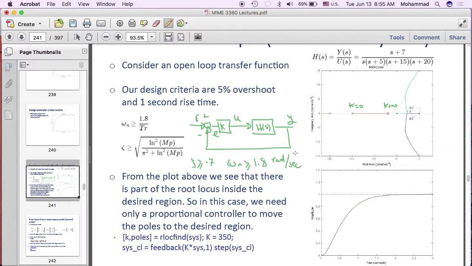And remember, there are two values that are of importance to us: zeta of 0.7 and natural frequency of 1.8. So if we can get sgrid of 0.7 and 1.8, basically they will draw guiding lines so we know which area of the root locus is acceptable to us.